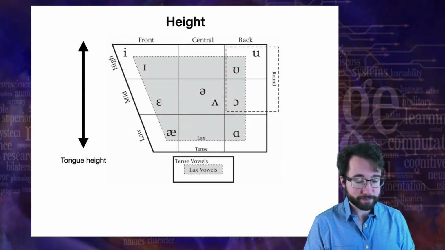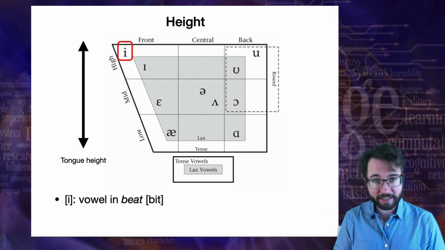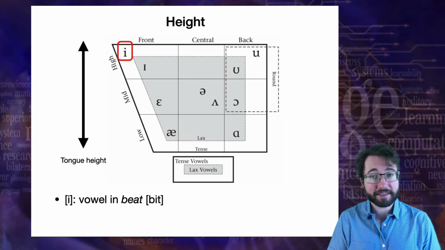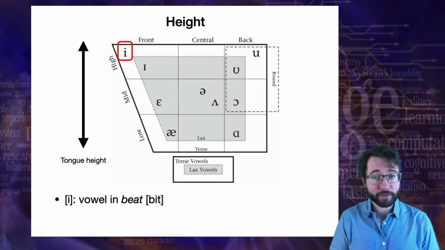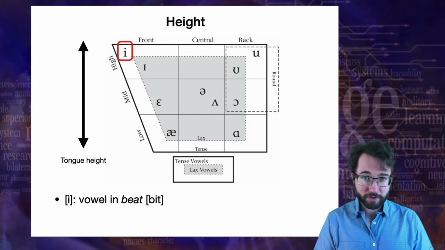So let's go through them. The first vowel I'd like to talk about is what's indicated with the IPA letter I. So that is the sound E, as in the English word beat. When you say E, I'd like you all to say E out loud. You can feel a few things.